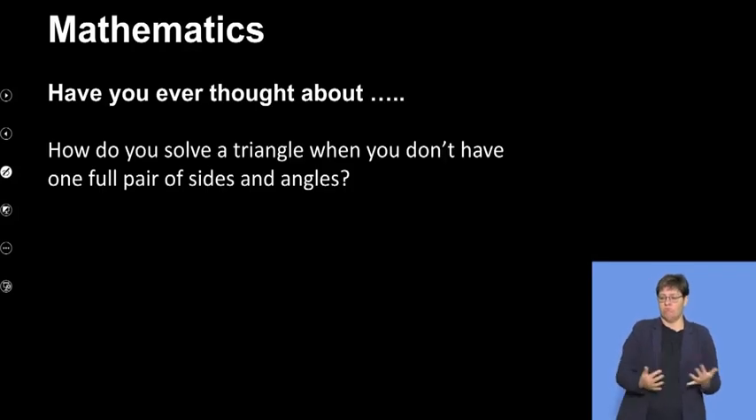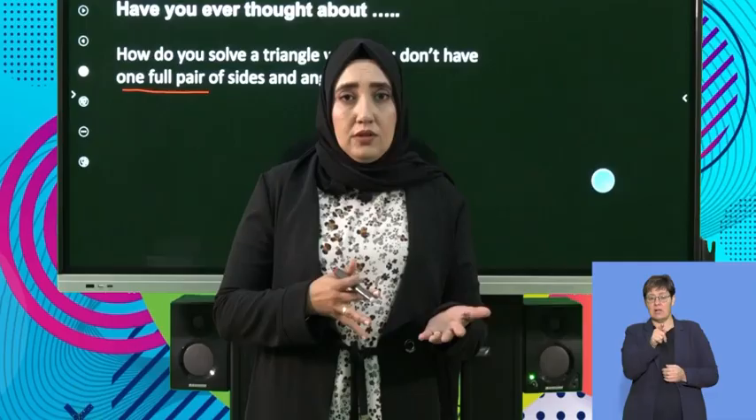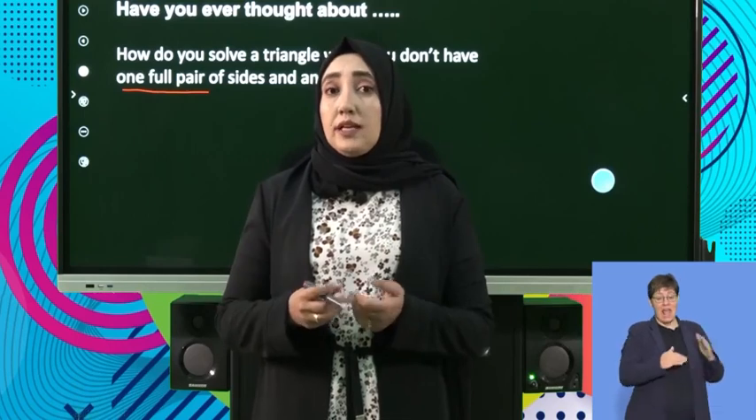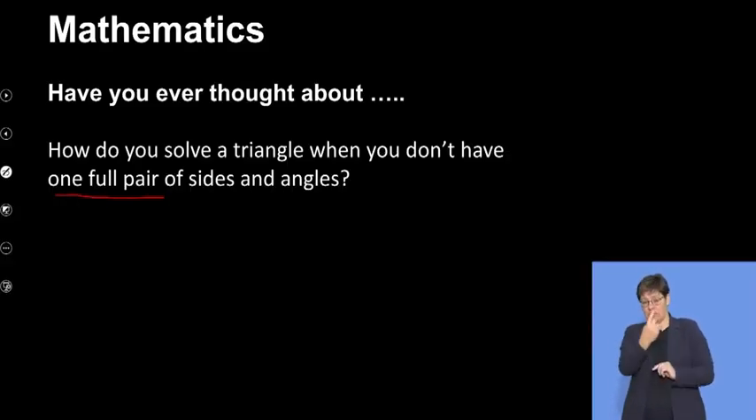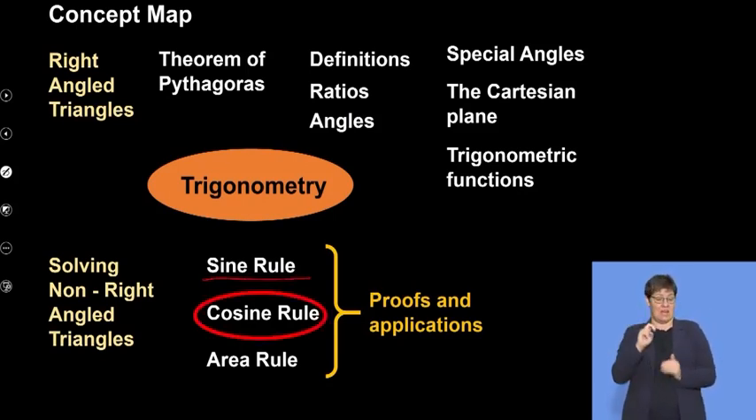So, have you ever thought about how it is possible to solve a triangle when you don't have one full pair of sides and angles? Remember when we did sine rule? We needed one full pair of sides and angles. Today, we're going to be doing the cosine rule. Let's look at our concept map quickly. We've already done the sine rule, and today, we're going to be doing the cosine rule.